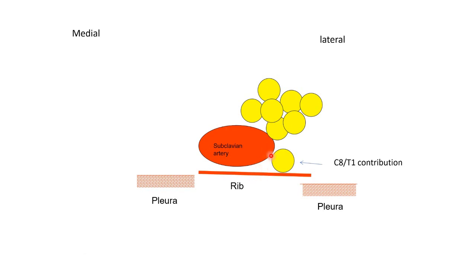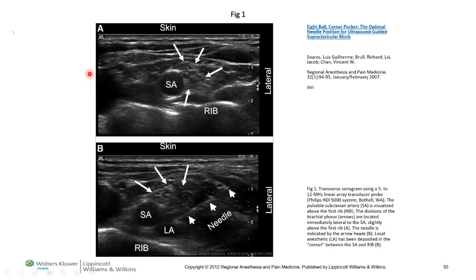In this picture, you can see the subclavian artery. You can see the trunks and divisions of the brachial plexus, and you can see the rib line inferior to the subclavian artery. The target for needle placement is this corner pocket. Any local anesthetic deposited in this corner pocket will lift up the brachial plexus and also will surround the contribution coming from C8 T1 nerve roots. So, depositing local anesthetic in this corner pocket results in a dense and complete block of the entire upper extremity.